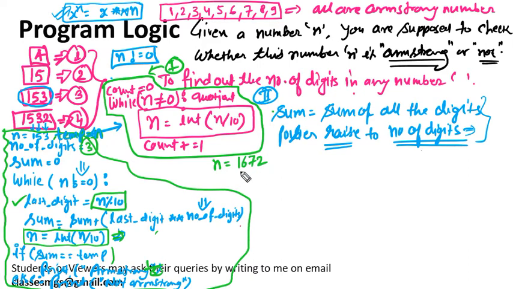Let's suppose n is 1672, and we need to check whether this is Armstrong. I don't know whether it is Armstrong or not. Let's try to run this. So first we need to calculate the number of digits. You will get the number of digits as 4, because this logic I already explained to you.